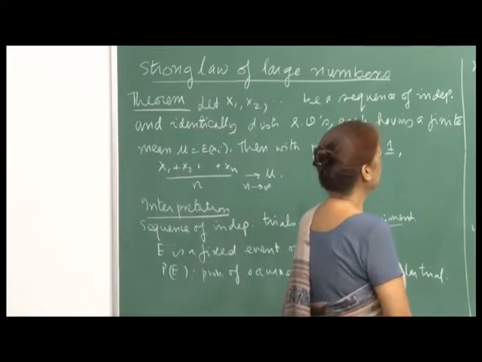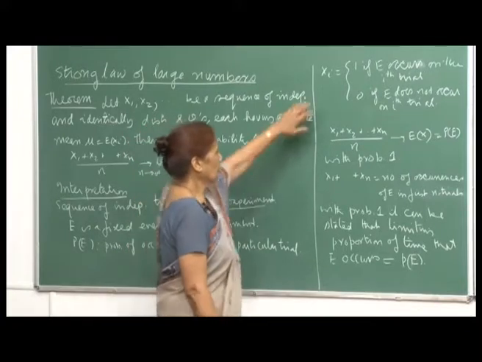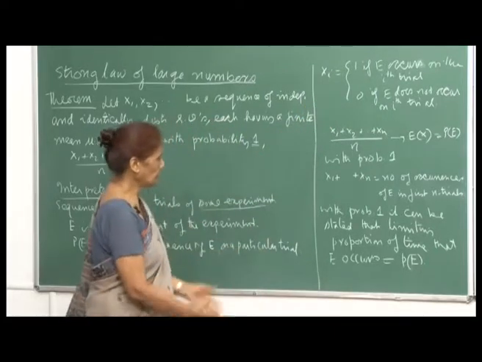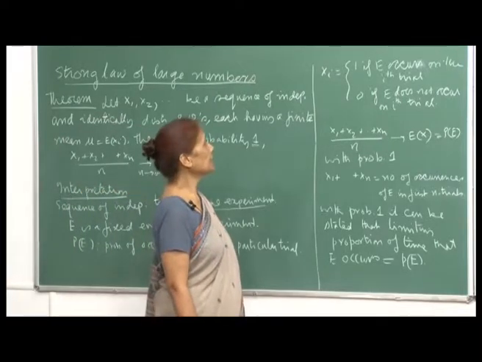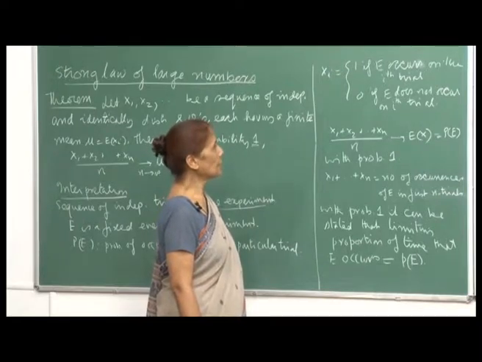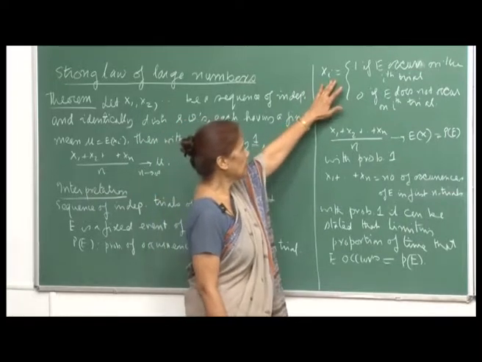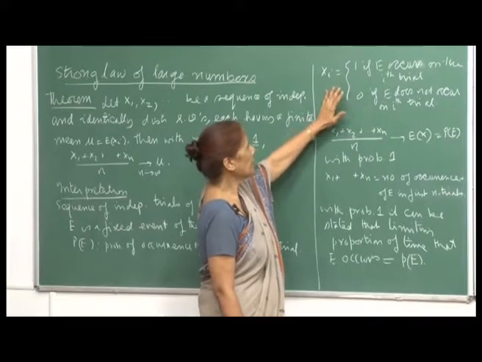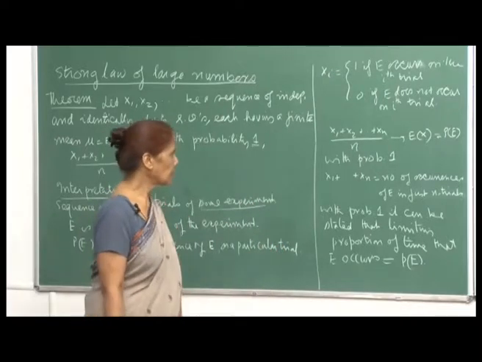Now, define Xi as 1 if E occurs on the ith trial. I am defining an indicator variable just to show you how we can interpret this strong law of large numbers. So, Xi is 1 if E occurs on the ith trial, and 0 if E does not occur on the ith trial. This will be the indicator variable of the event E. That means if E occurs on the ith trial, Xi takes the value 1, otherwise Xi takes the value 0.